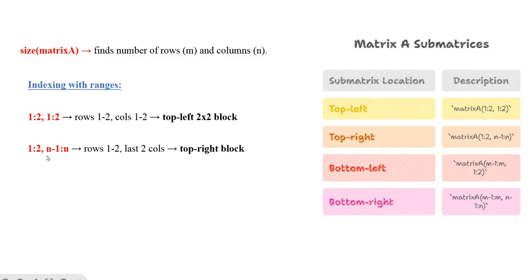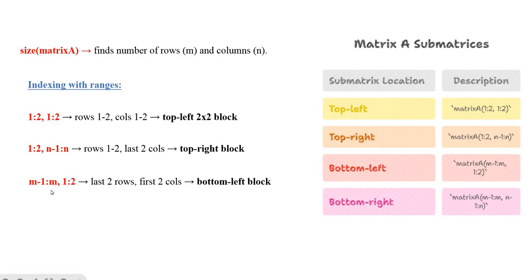Then comes 1:2, n minus 1:n. This 1:2 is again rows, that is the first and second row. Then n minus 1:n is the last two columns. This will give you the top right block. So for the top right block, we'll write it as A of 1:2, n minus 1:n. This n minus 1:n is nothing but the last two columns.